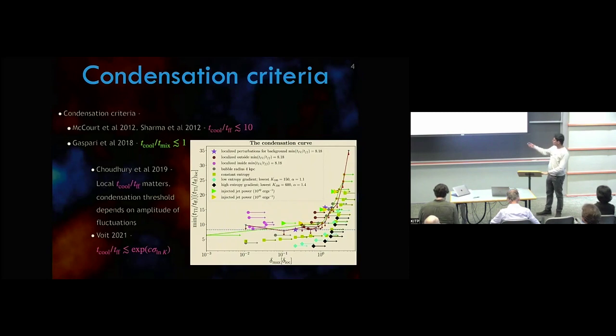And then Mark Voit also came up with this theory, which says t_cool by t_free fall should be less than an exponential function of C times the amplitude of fluctuations of entropy. You can also think of this as density, because the fluctuations are mostly isobaric, so just this constant C will change. And here the idea is that if your density distribution is log normal in a turbulent flow, and you only care about the high density part of your density PDF, then those dense regions are going to cool fast, and you take care of that log normal distribution by including this exponential factor here.